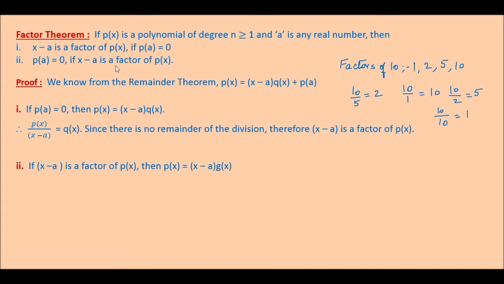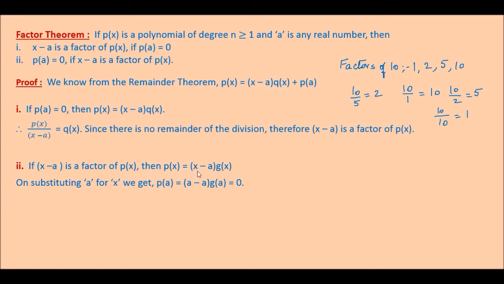If x minus a is a factor of p of x, then p of x will be equal to x minus a times some polynomial of x. We are writing that as g of x. Then what will be the value of p of a? How can we get the value of p of a? We will be substituting a for x in this polynomial.